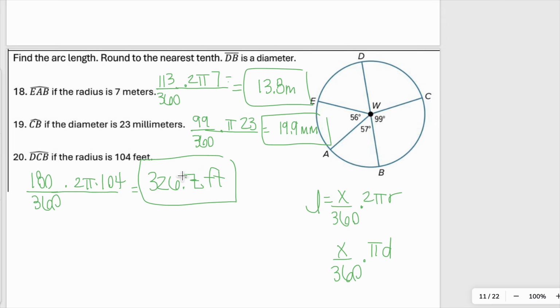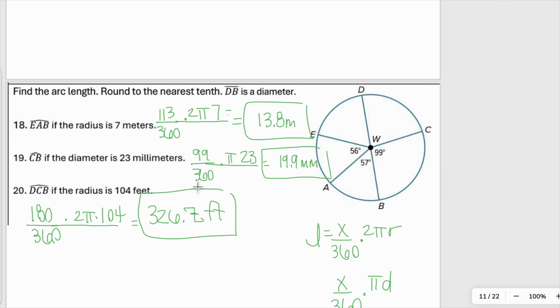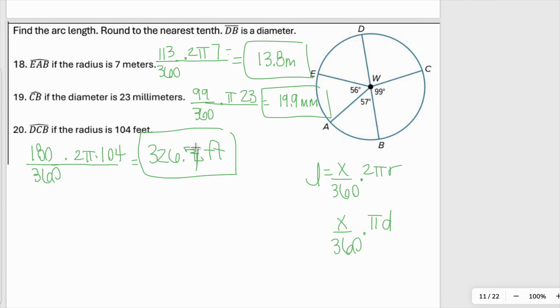Weird number 7 there. Not a Z. Okay. 7. Oh my. Okay. We're leaving that alone.